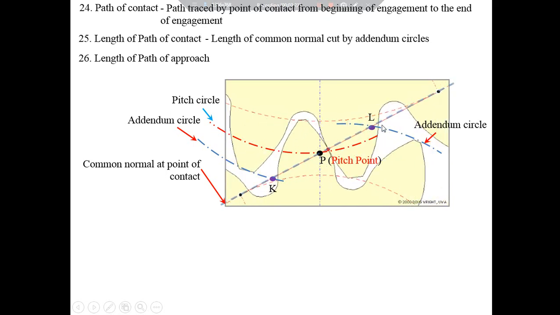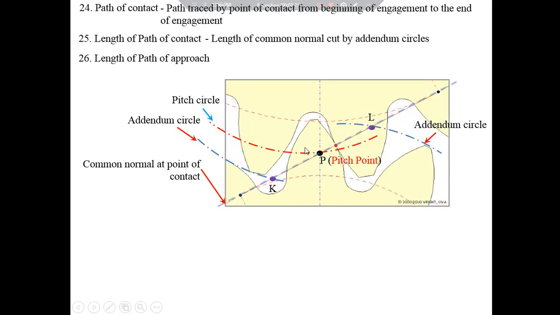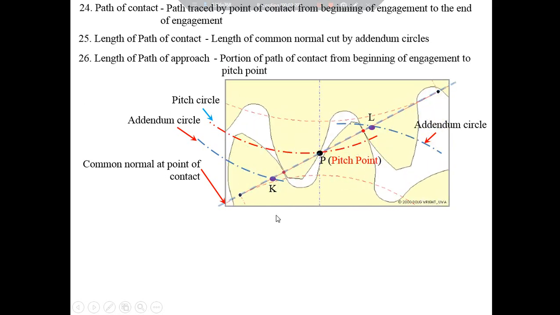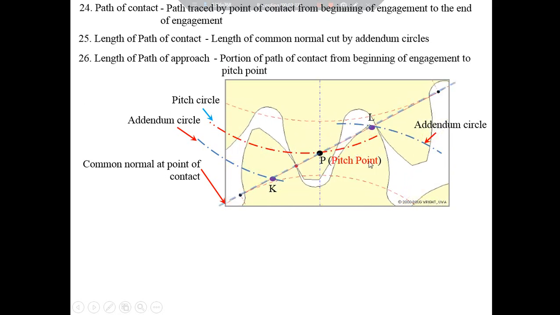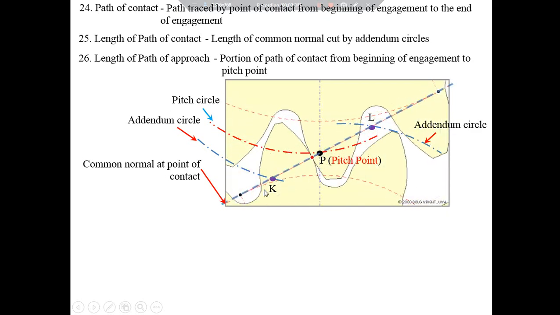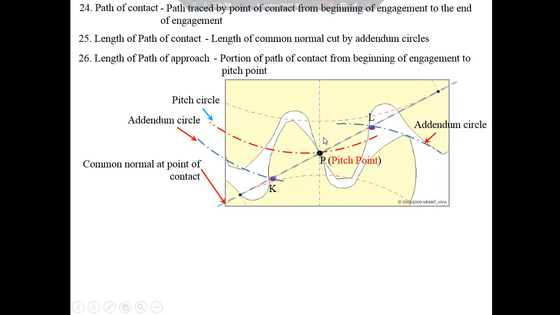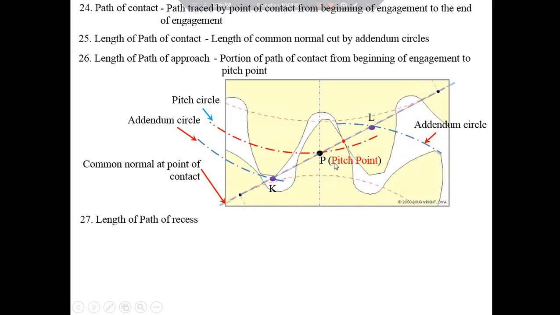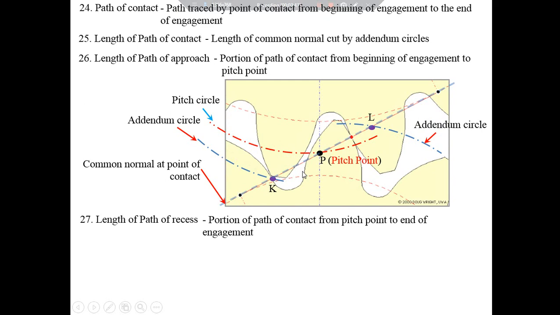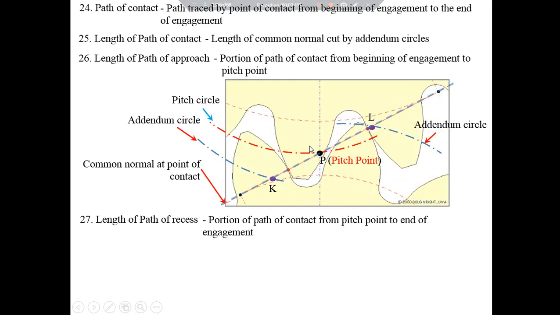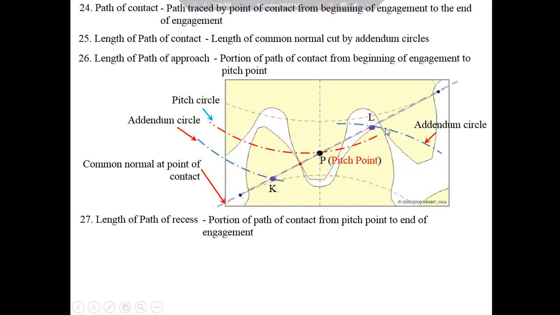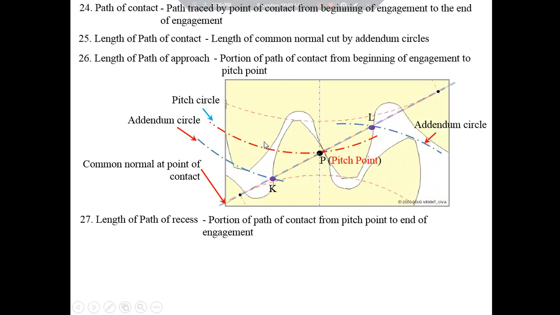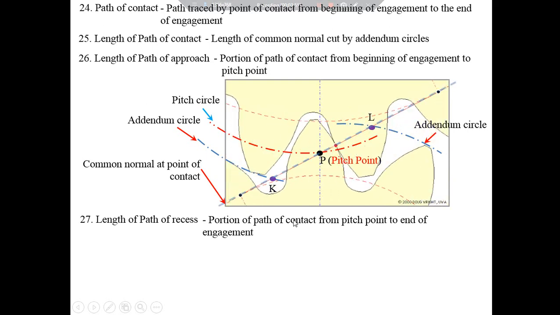Portion KP is called as length of path of approach and it is the portion of length of path of contact from beginning of engagement to the pitch point. Similarly, length of path of recess is the portion of length of path of contact from pitch point to the end of the engagement. So KP is length of path of approach and PL is length of path of recess.